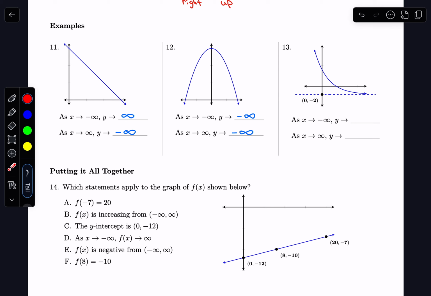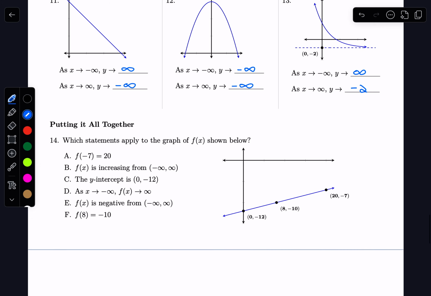So for number 13, on the left side, this graph is going up, but on the right side, it's flattening out. So we can describe that as x approaches negative infinity, y approaches positive infinity. The left side goes up. But on the right side, as x approaches positive infinity, y approaches -2. It approaches an actual number, not infinitely far up or down. So we don't always have to approach infinity or negative infinity. We can also flatten out to any number.